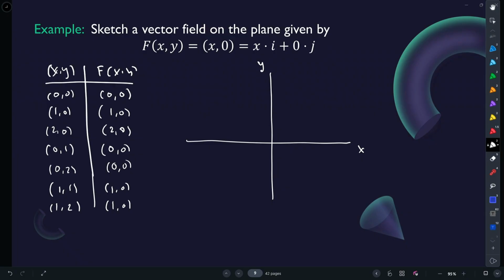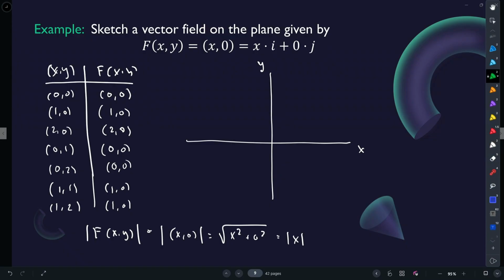So the way we represent this is, and by the way, what is the size of each vector? The size of each vector is going to be given by the length of the vector. So it's the square root of x squared plus 0 squared. So it is the absolute value of x.